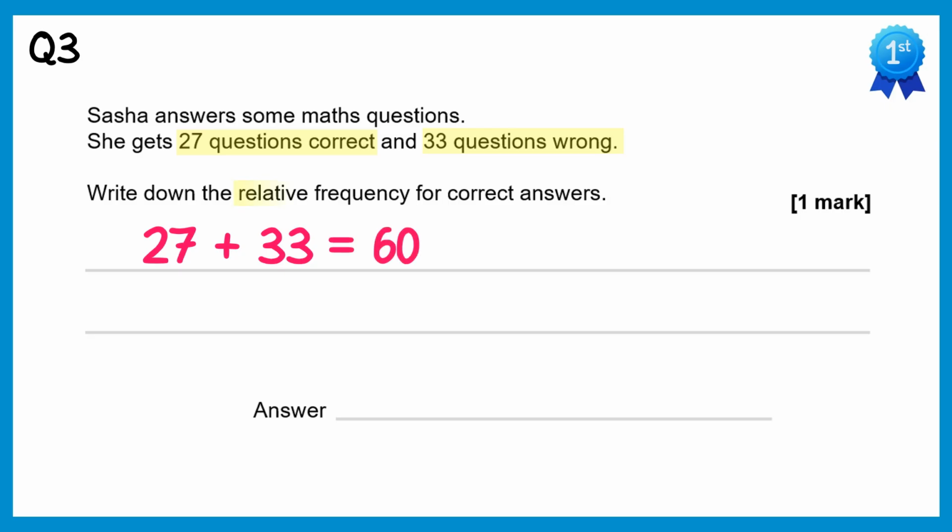We've been asked to find the relative frequency for correct answers. So this is just the number of correct answers divided by the total number of answers. So there were 27 correct over the total of 60. You can leave your answer like this, but you could also give it as a decimal if you prefer, that's 0.45.